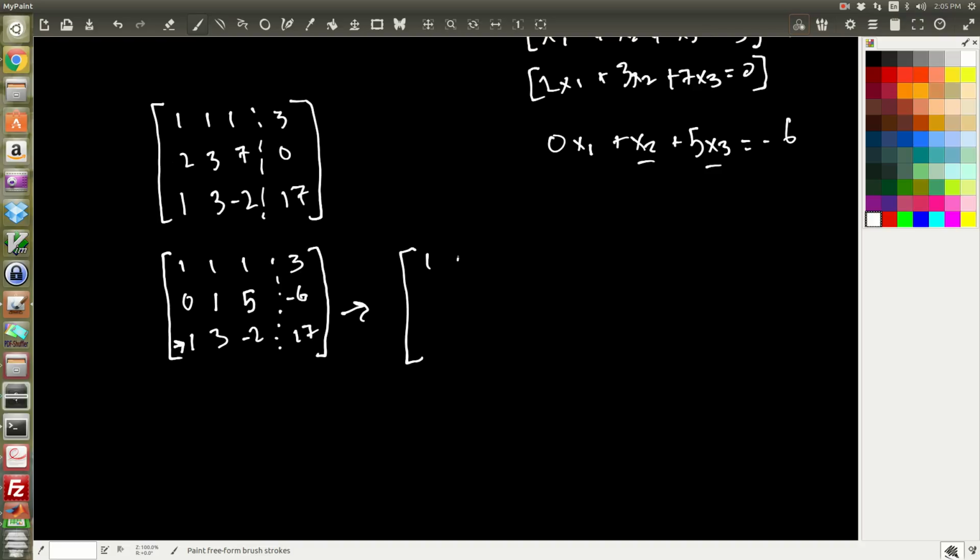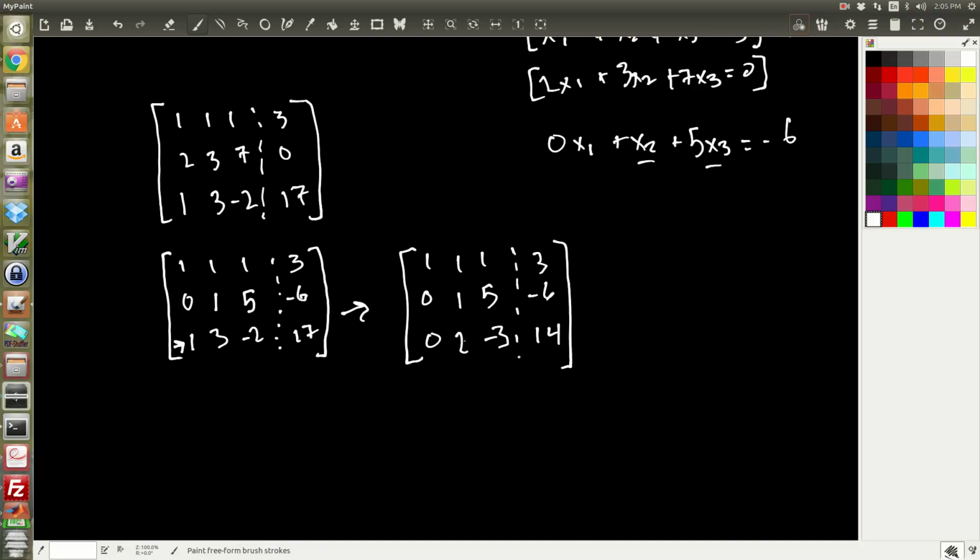And now if I do that, I'm just going to write the result over here. I'm going to have 1, 1, 1, 3, 0, 1, 5, minus 6. I'm going to have 0, 2, minus 3, and then minus 3 plus 17 is going to be 14, right? So 14. Alright, now I've introduced zeros in these two locations.